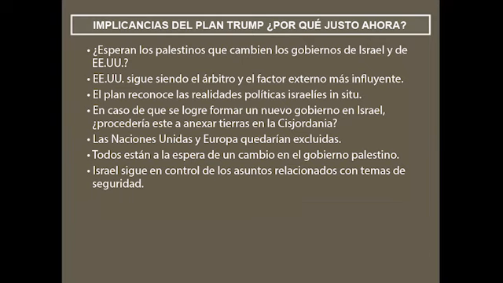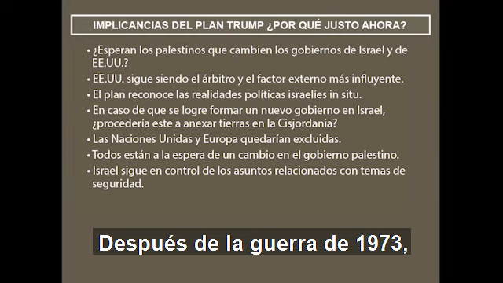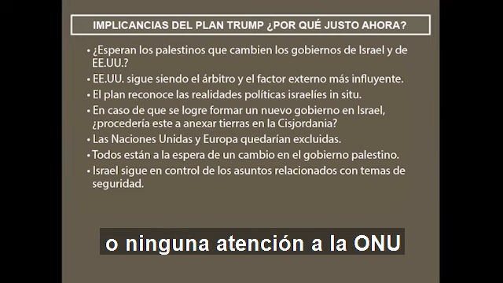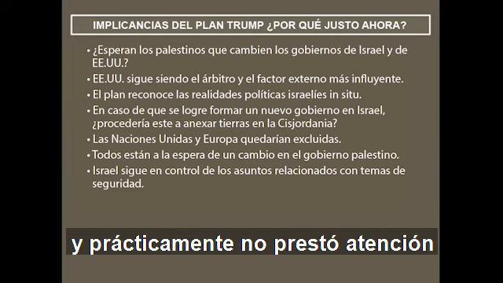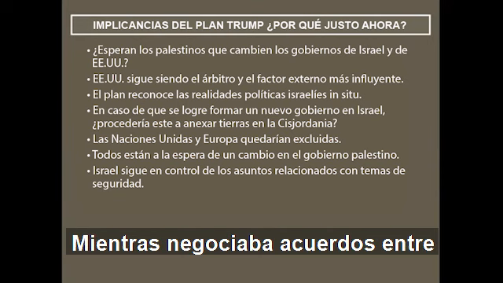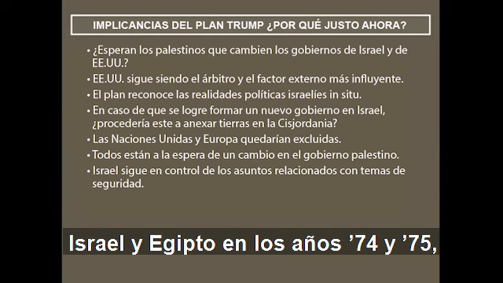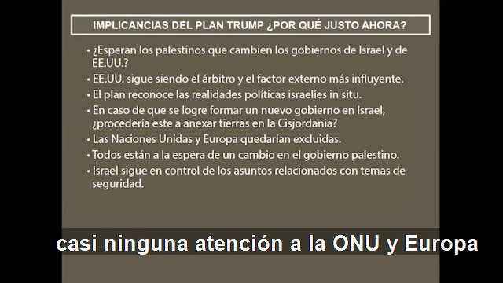And if there is a new government in Israel, will it move to annex land in the West Bank? Much like previous efforts in which the United States was primarily the choreographer in Arab-Israeli negotiations, the UN and Europe were discounted. After the 1973 war, Henry Kissinger paid little or no heed to the UN and virtually no attention to Europe. And we negotiated agreements between Israel and Egypt in 74 and 75. Likewise, almost no attention to the UN and Europe.